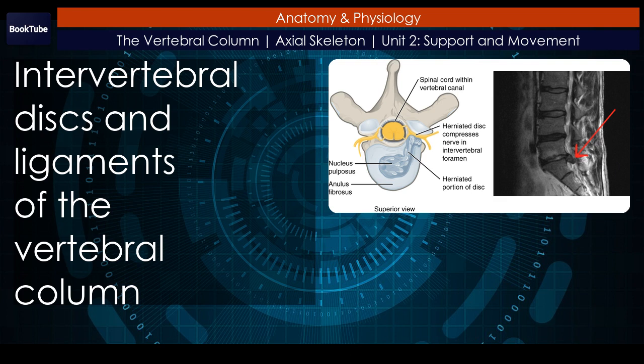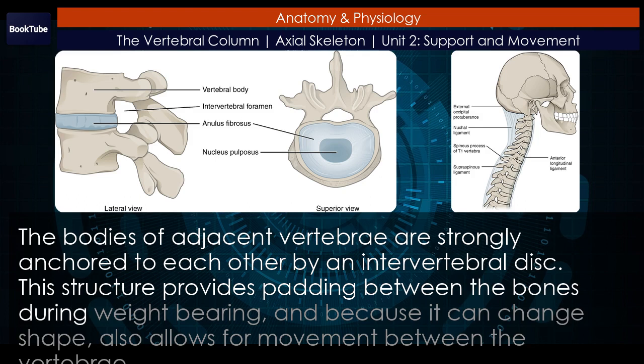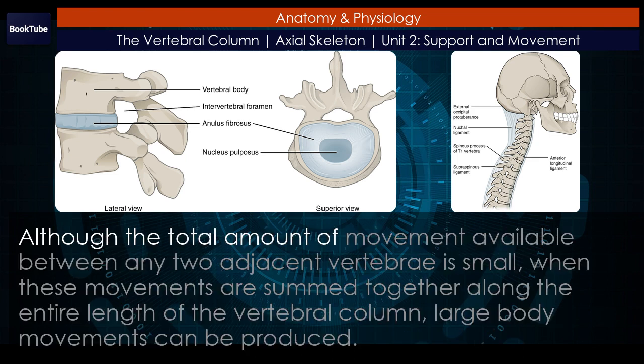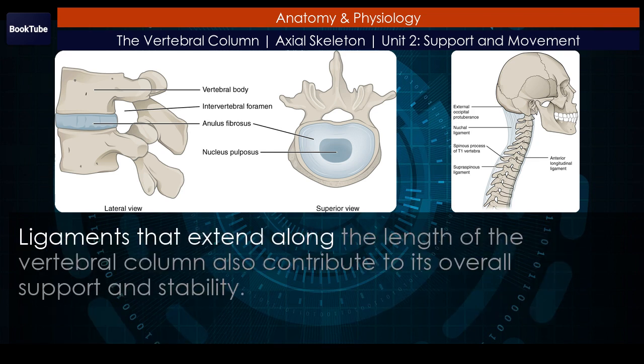Intervertebral discs and ligaments of the vertebral column. The bodies of adjacent vertebrae are strongly anchored to each other by an intervertebral disc. This structure provides padding between the bones during weight-bearing, and because it can change shape, also allows for movement between the vertebrae. Although the total amount of movement available between any 2 adjacent vertebrae is small, when these movements are summed together along the entire length of the vertebral column, large body movements can be produced. Ligaments that extend along the length of the vertebral column also contribute to its overall support and stability.